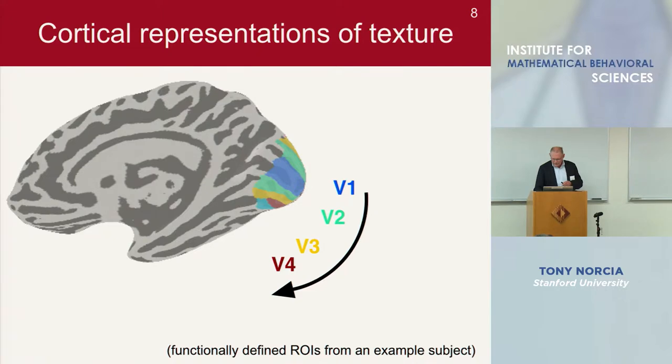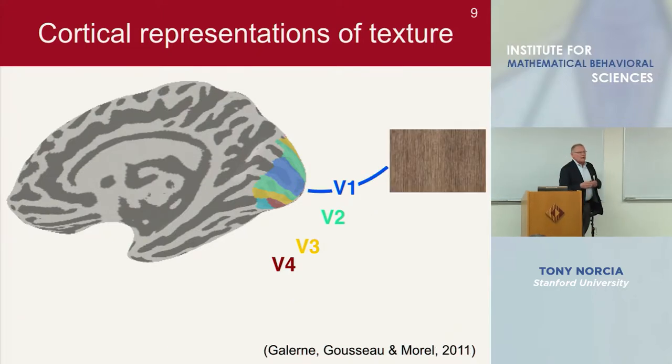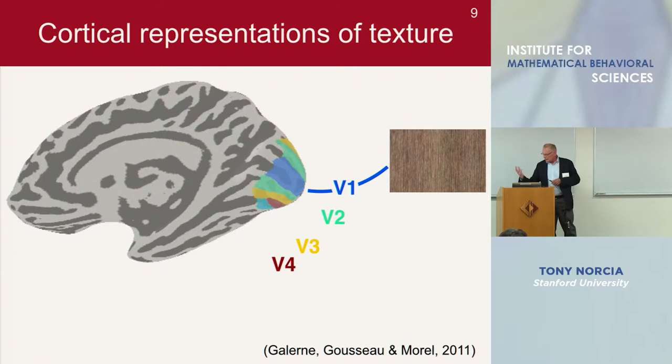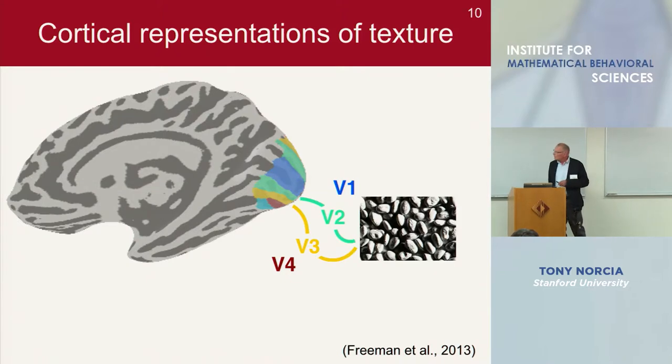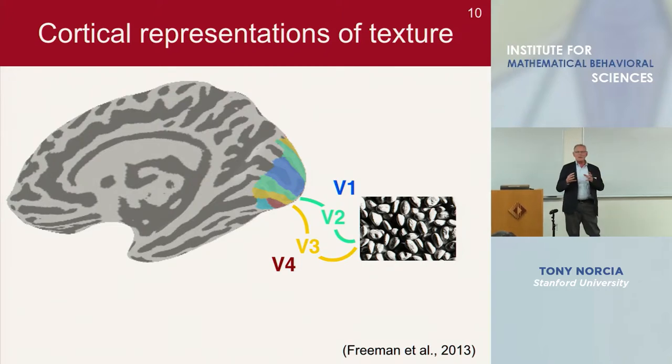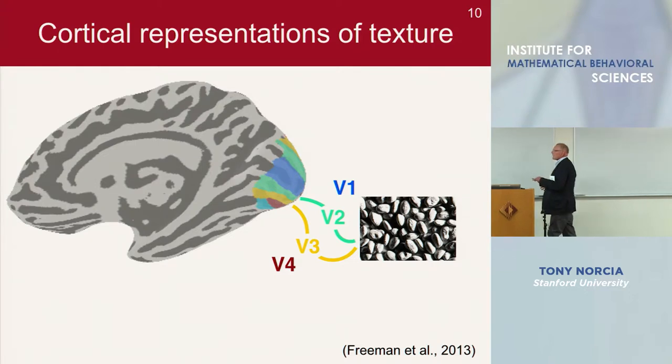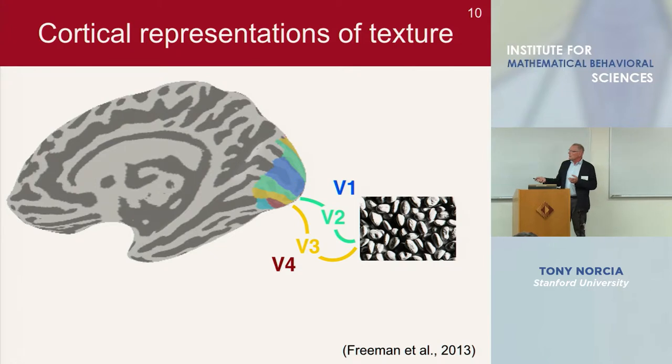So what we know about texture is that V1 can code microtextures. It effectively can compute the power spectrum of an image and represent the spectral properties of an image. Jeremy Freeman, working with Eero Simoncelli, exposed cortex V1 and V2 to these macrotextures, these somewhat more complex textures. And interestingly, they found that V1 couldn't tell the difference between a macrotexture and a comparable microtexture with the same power spectrum, but V2 could. So V2 is able to code this higher level of statistical regularity that's present in the macrotexture that's not in the microtexture. And so is area V4.